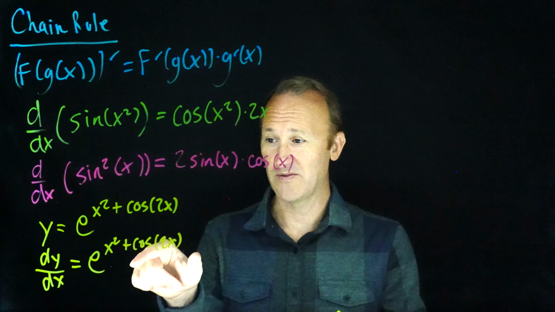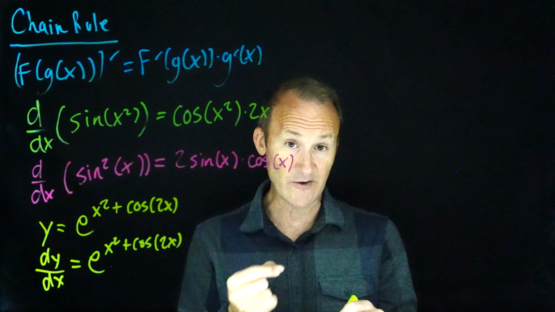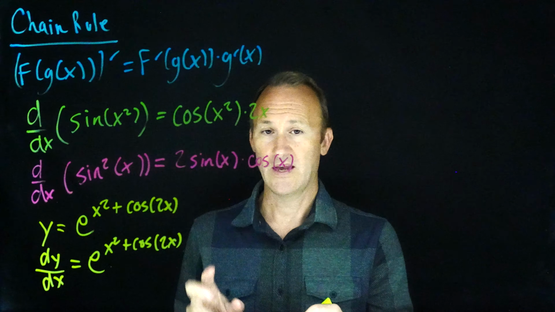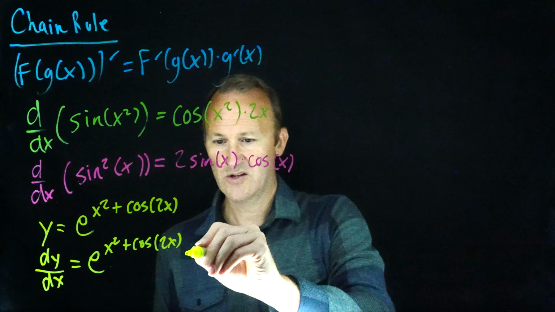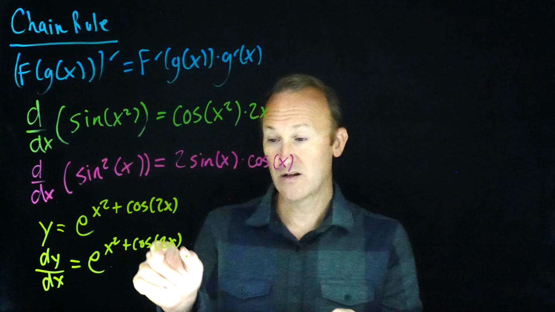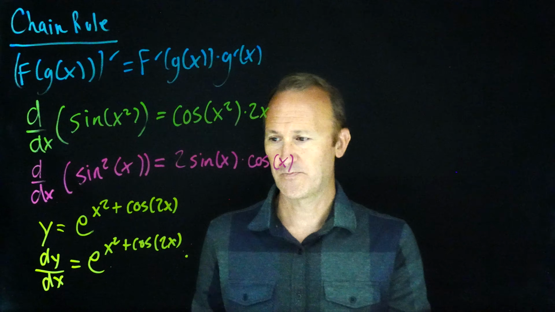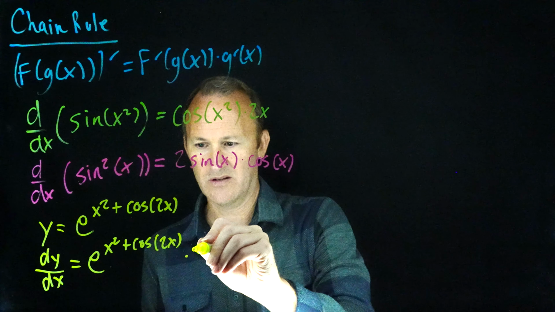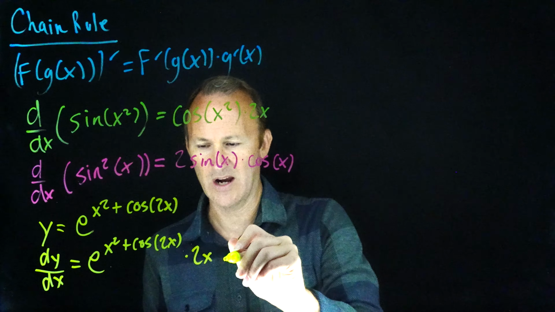You can't just ignore it. That's the whole point of the chain rule. The way I think of the chain rule is you take the derivative of everything. And it's always multiplication. So this is going to be times simply the derivative of this piece. Well, the x squared, the derivative is 2x.